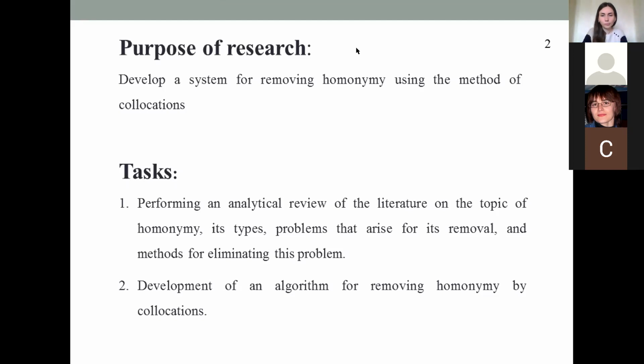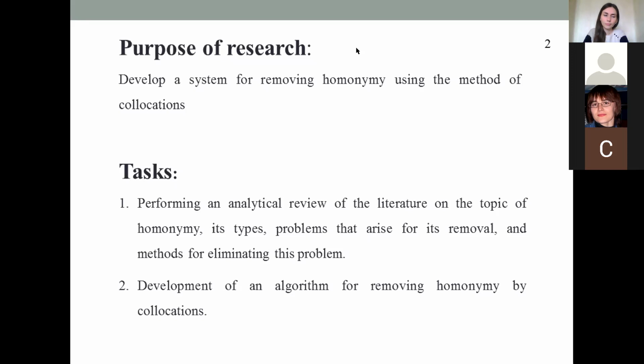Homonymy is a difficult phenomenon. It has many aspects that require comprehensive analysis. Thus, the purpose of this work is to develop a system for removing homonymy using the method of collocations. To achieve this goal, we study the concept of homonymy as a linguistic phenomenon, its types and problems of origin, as well as possible methods of removing homonymy. The subject of the study is the removal of homonymy by using the method of collocations.